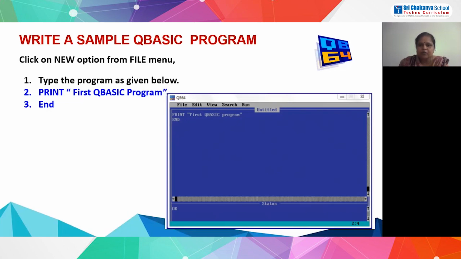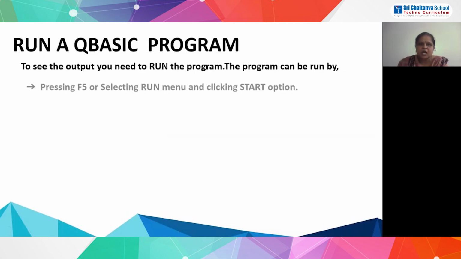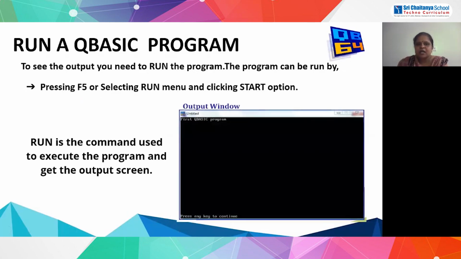My output will be what here? I'm just printing one statement. I have to check whether it is printing or not. Then how to see the output? Either you can press the F5 key on the keyboard, or you can go to the Run menu, and you can run the program. You have both options. How to run a program? Press F5 or Run.